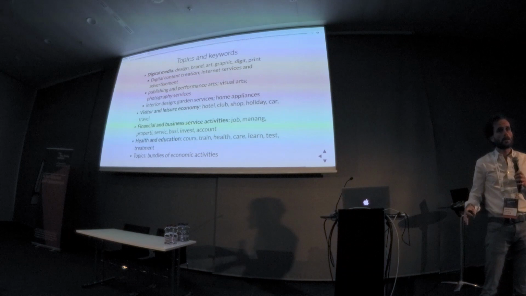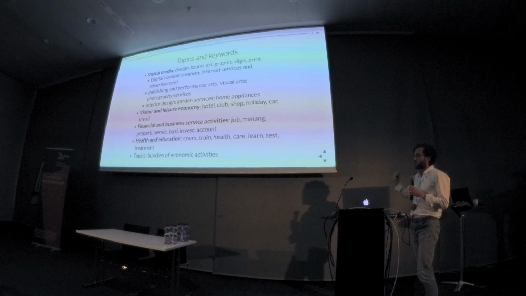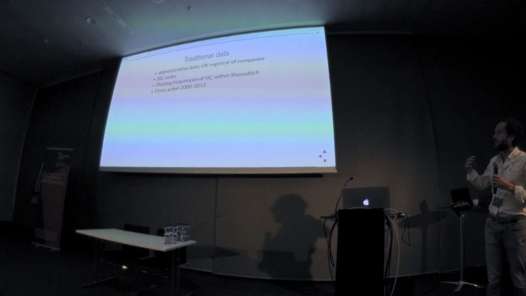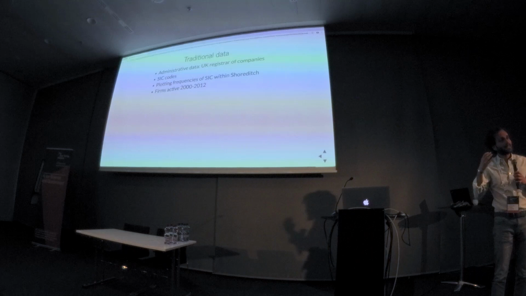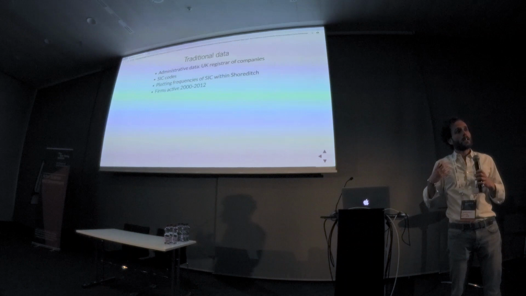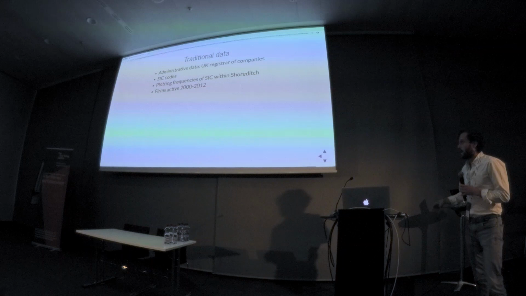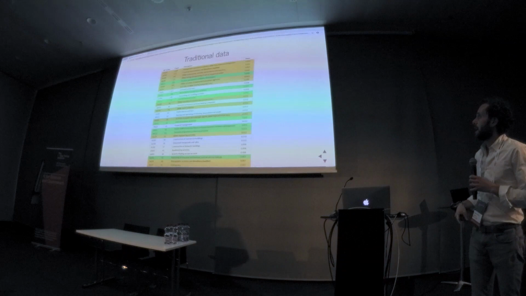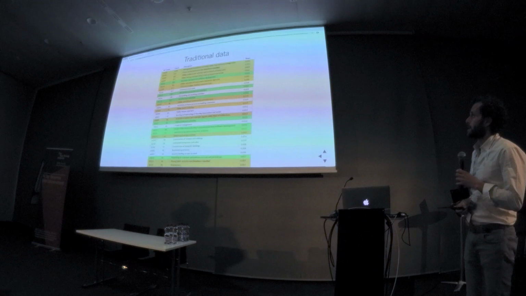So what, might somebody ask? We, in essence, tried to replicate the same analysis by using traditional data. We used administrative data from the UK. This is the register of all companies in the UK. And we used the standard industrial classification, the codes that industries utilize in order to classify their activities, for the same area and for the same time period. And we ended up with something like this. The SIC code with the highest frequency is the following one: management consultancy activities other than financial management.